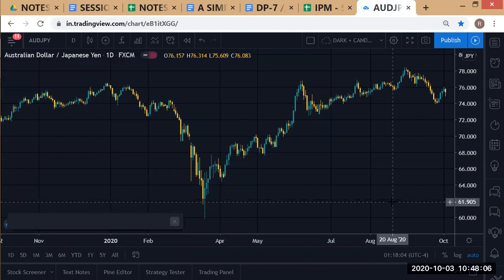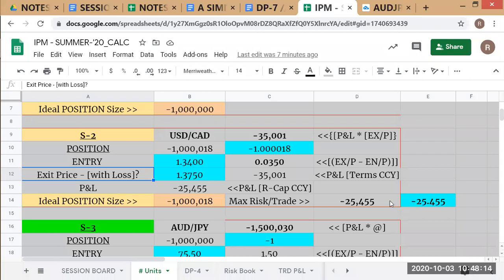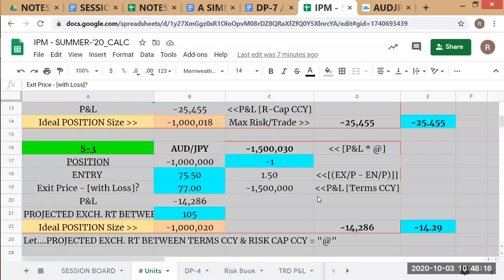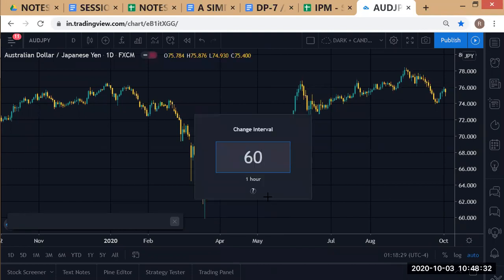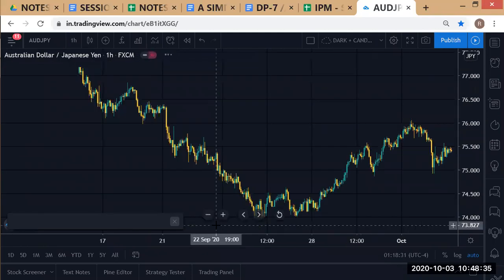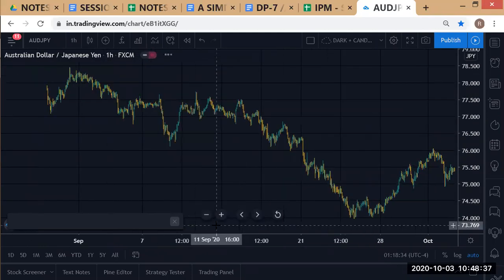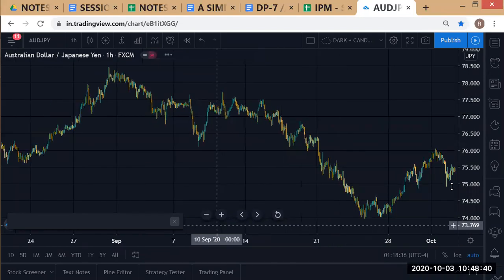So in Aussie yen, what is the situation we have looked at? Situation 3. We are entering at 75.5 and we are exiting at 77. We are going short. We are thinking about a short trade. 75, 77, it's fine, no problem. Okay, 75.5 and exiting at 77.